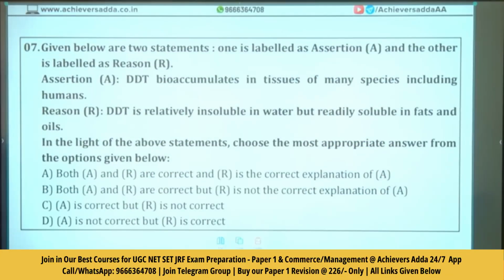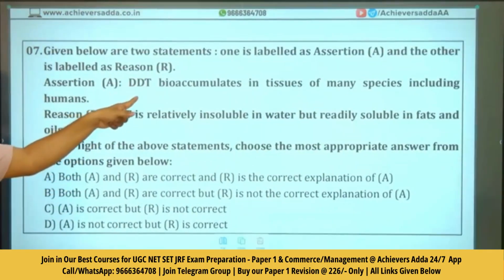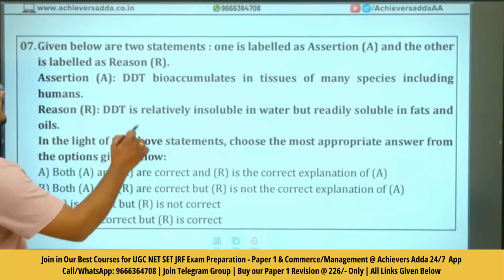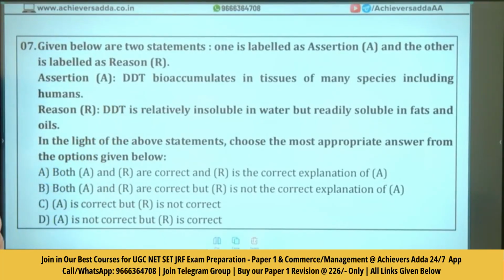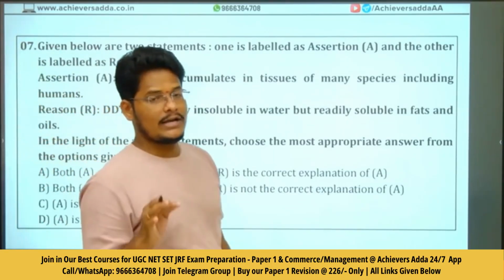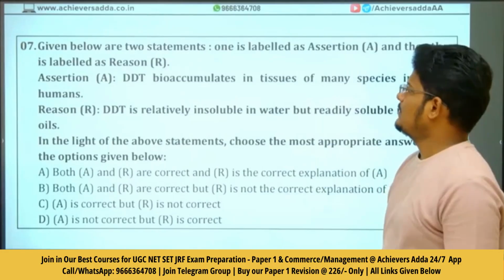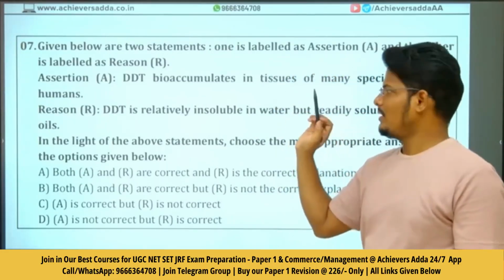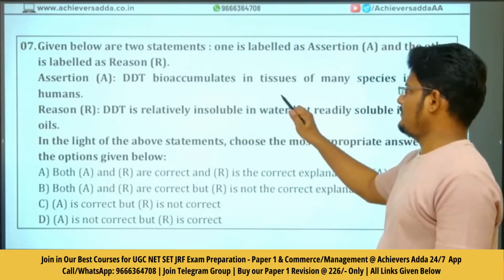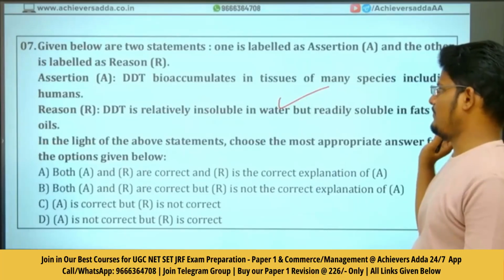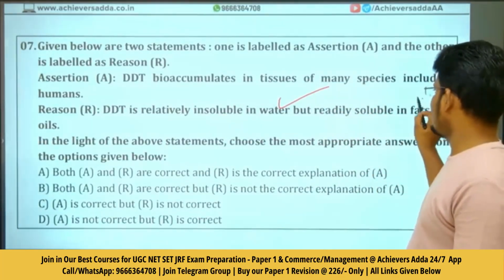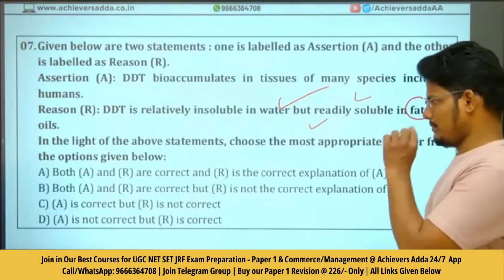DDT. Dichloro diphenyl trichloroethane. DDT bioaccumulates in the tissues of many species, including humans. It is relatively insoluble in water, but readily soluble in fats as well as oils. I told you about the food chain, bioaccumulation, biomagnification. So in water it may not be dissolved, but in fat and oil it will be dissolved. Both are correct.